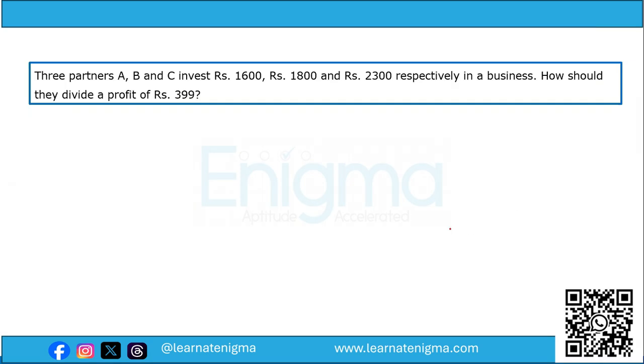Three partners A, B, and C invest rupees 1600, 1800, and 2300 respectively in a business. How should they divide a profit of rupees 399?